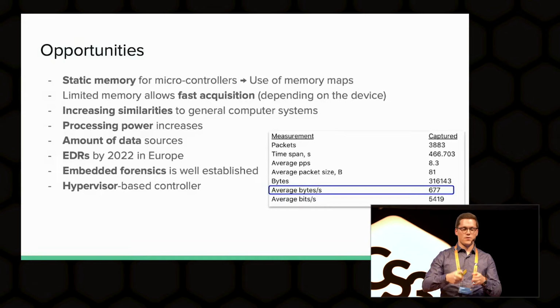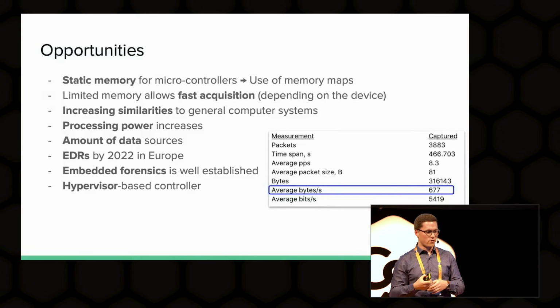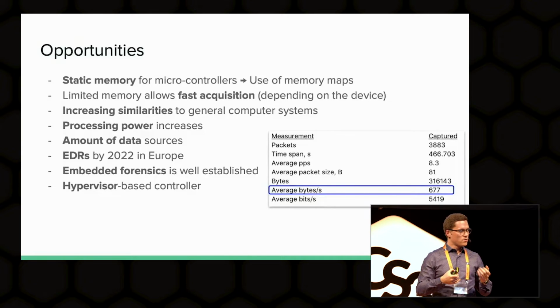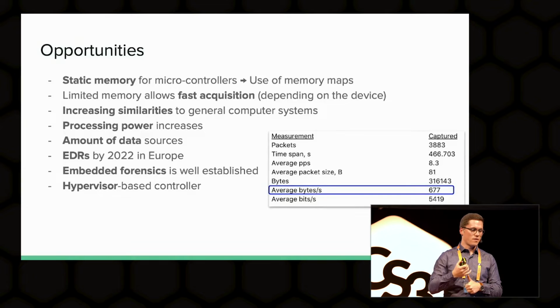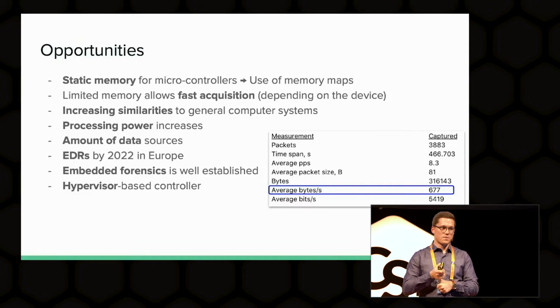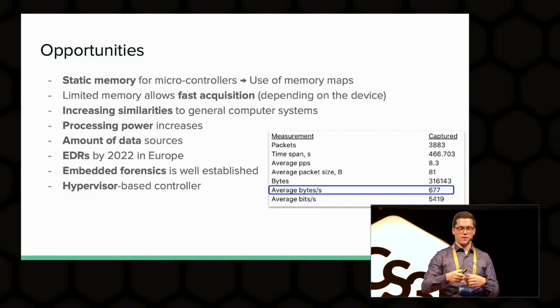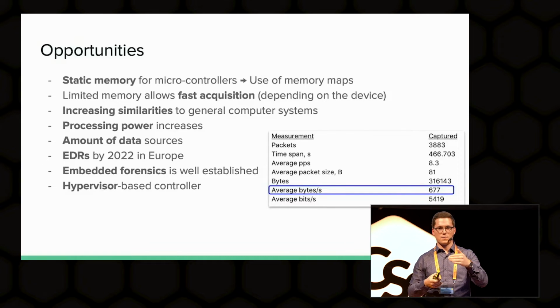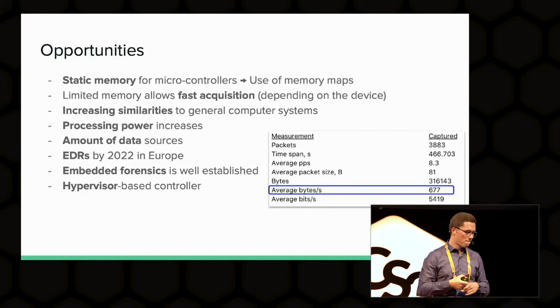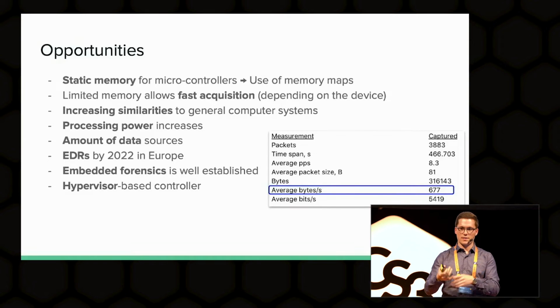However, we see a lot of opportunities for automotive forensics. First, we usually use static memory for the microcontrollers. This means, if available, we can look into the memory maps and can acquire data fast because we know where to look. Next, the memory you're acquiring is limited. As a result, we can perform fast acquisitions.